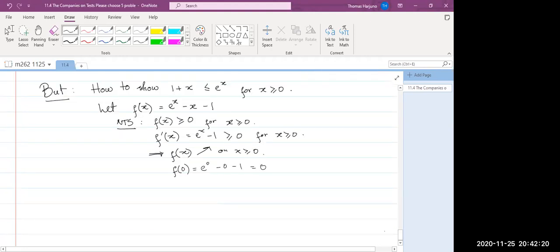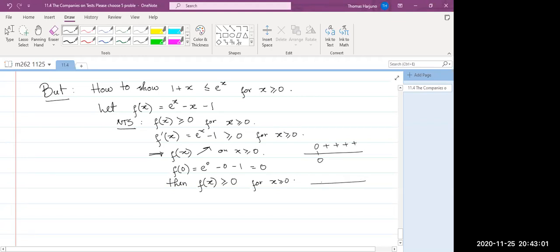Right? Okay, but because f(x) is increasing, then f(x) must be greater than or equal to that zero for x greater than or equal to zero. Does it make sense? So it's like at zero, when x equals zero, the value is zero, right? Okay. Now, how do I show that when you move to the right, this is positive? How do I show that?